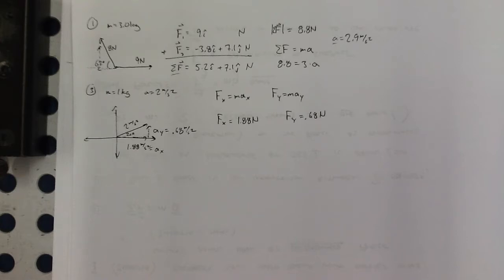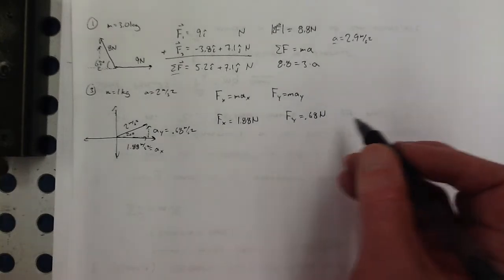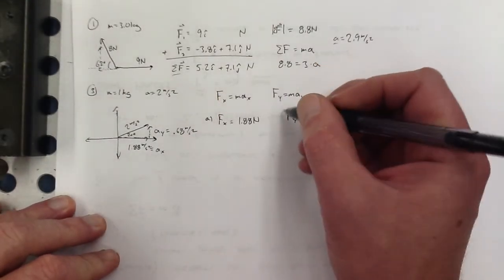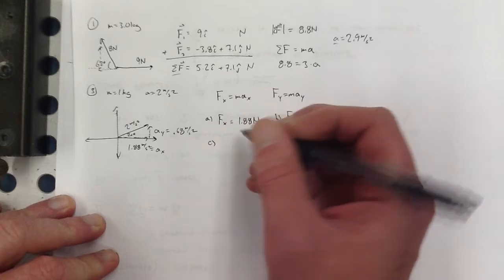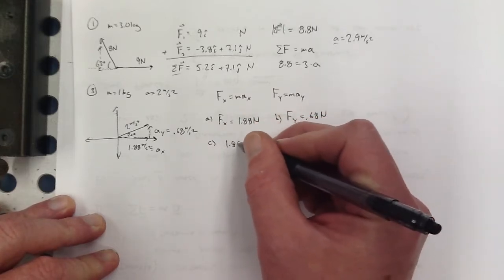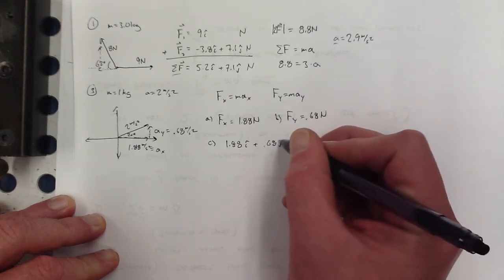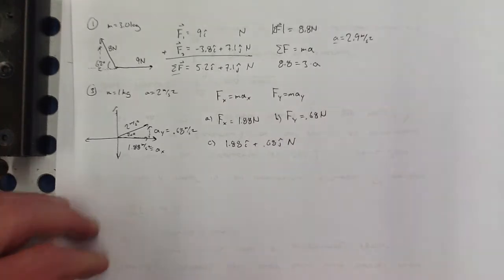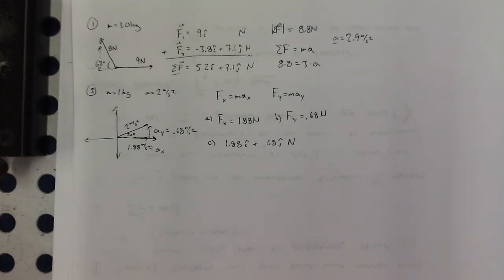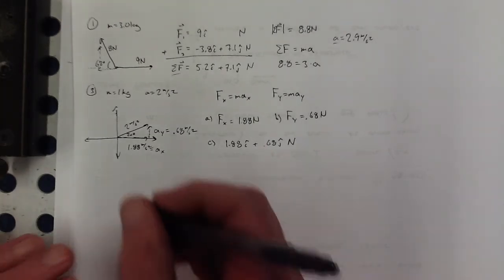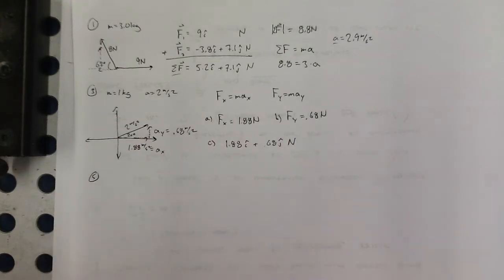Yep. What's the net force in unit vector notation? Well, it's the sum of these. That seems like kind of a silly question after we just did that. It's 1.88 I plus 0.68 J newtons. That's it. Number 5. Let's see. Hold on 1 second.